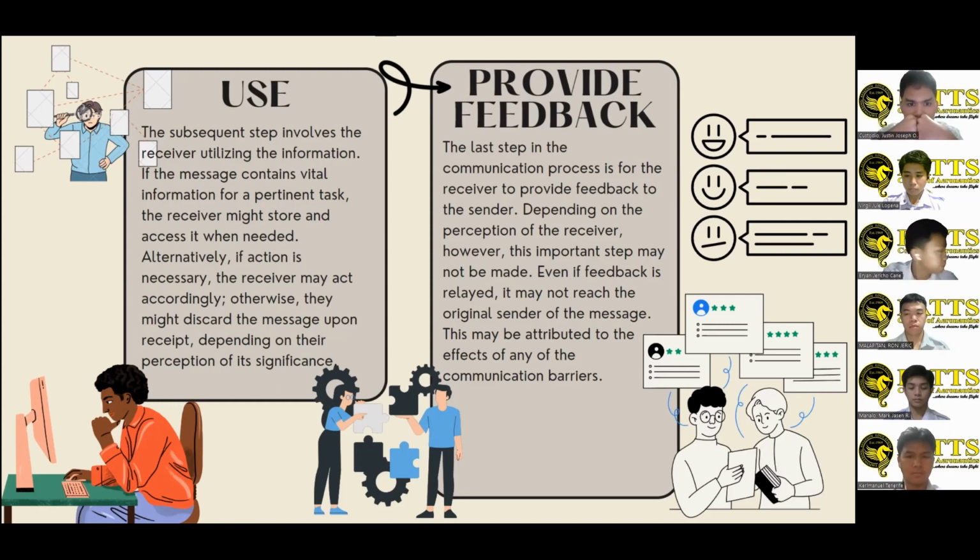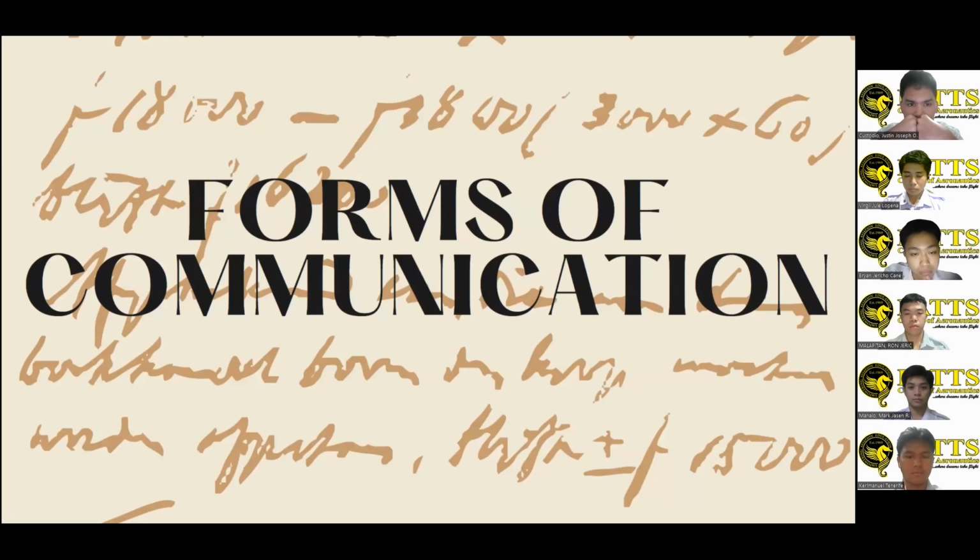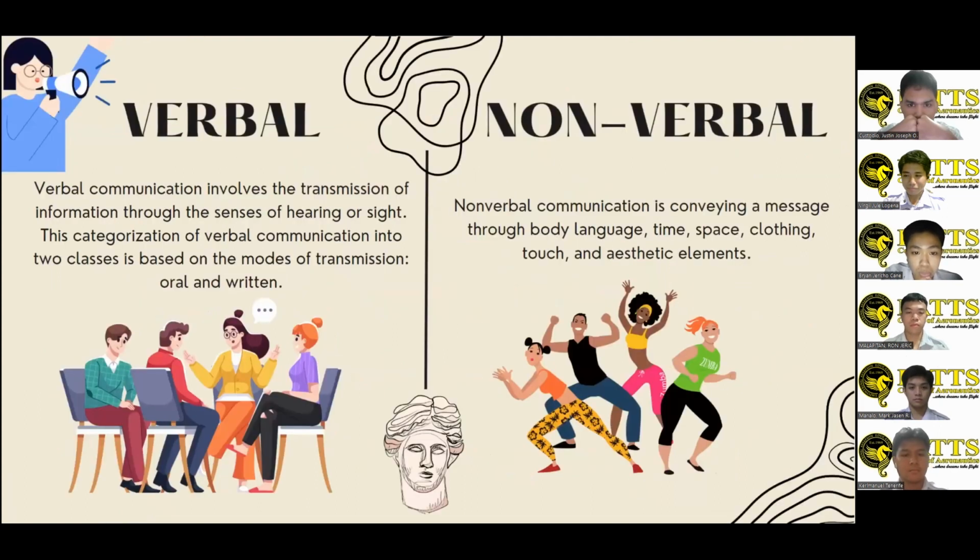Next slide. So, forms of communication. Next slide. So, forms of communication, we have verbal and nonverbal. Verbal communication involves the transmission of information through the senses of hearing or sight. This categorization of verbal communication into two classes is based on the modes of transmission. It may be oral or written.